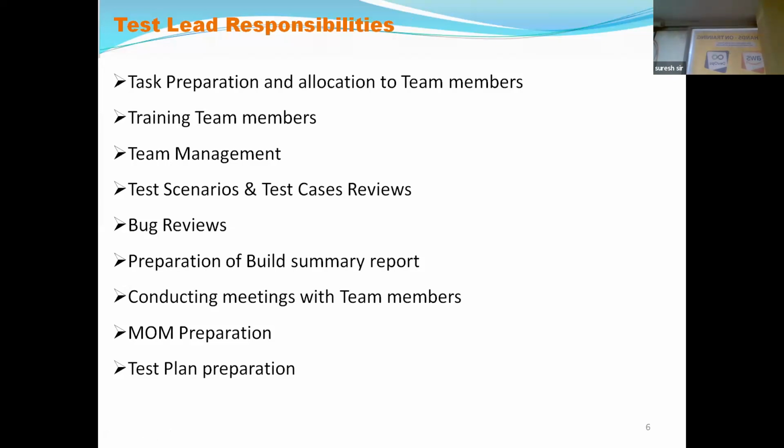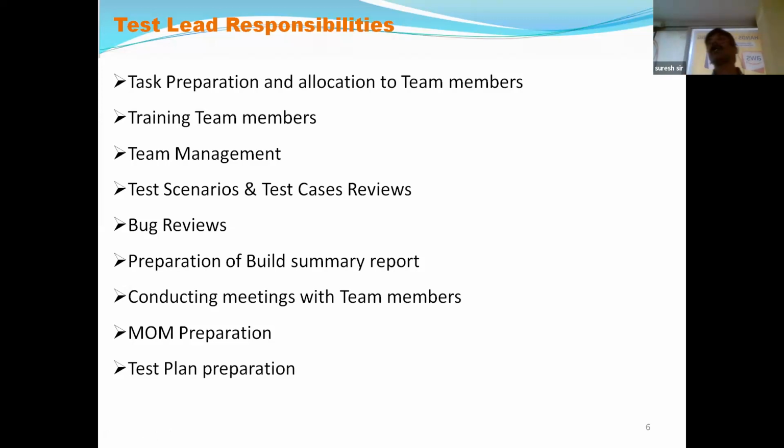Along with that, once he works as a senior tester, he gets promoted to the next level. What is the next level? Test lead. You get promoted to the next level, which is the test lead.